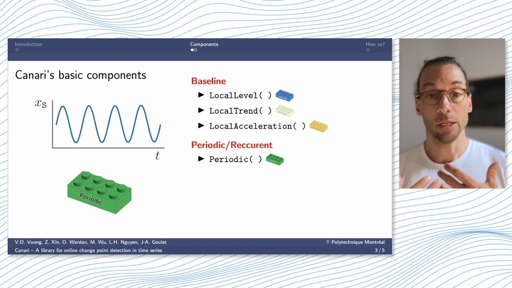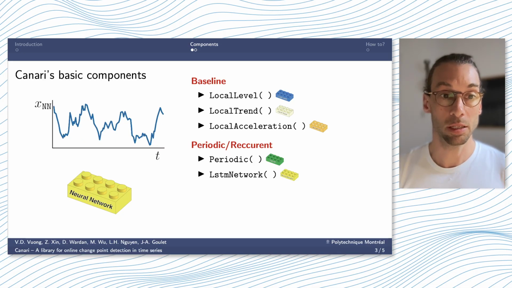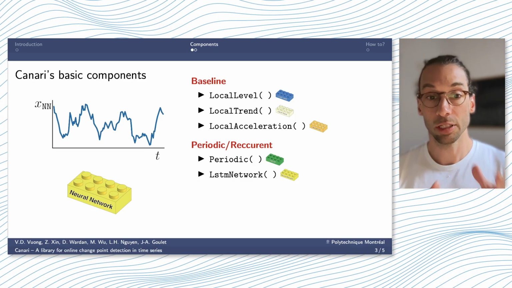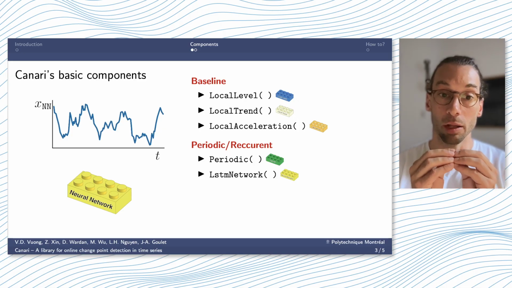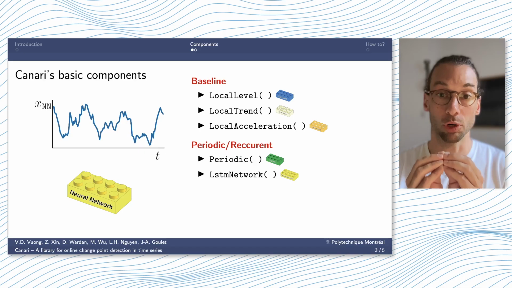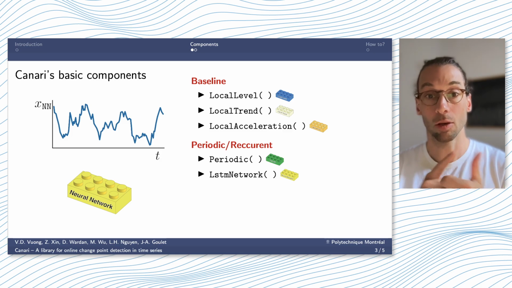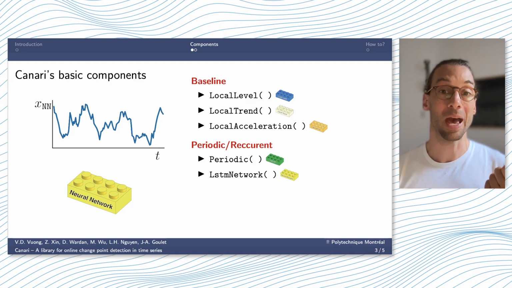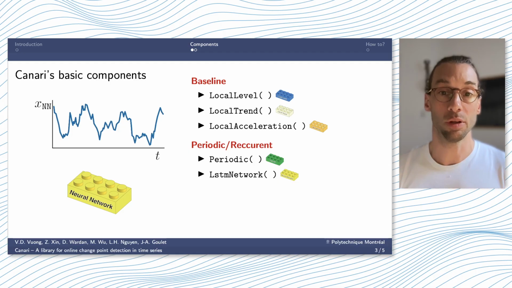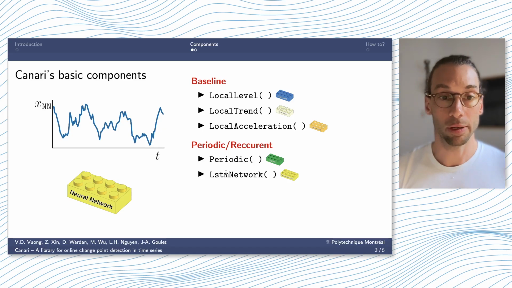In order to model either periodic or recurrent patterns, the first component is a simple Fourier form periodic pattern to model harmonic responses. For more complex signals, this is where Canari distinguishes itself by integrating a Bayesian LSTM neural network architecture in order to model either periodic or recurrent patterns, as well as being able to model nonlinear dependency with respect to explanatory variables. And all of this is integrated seamlessly in the Canari library.